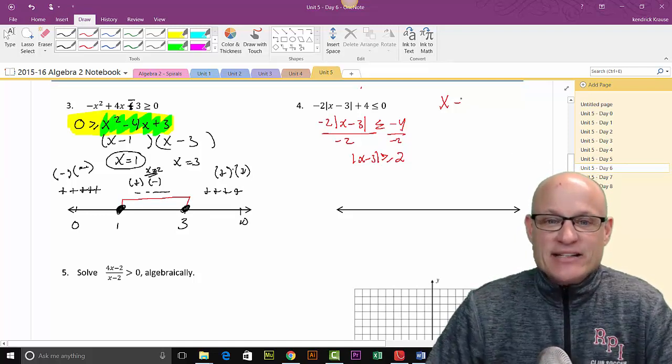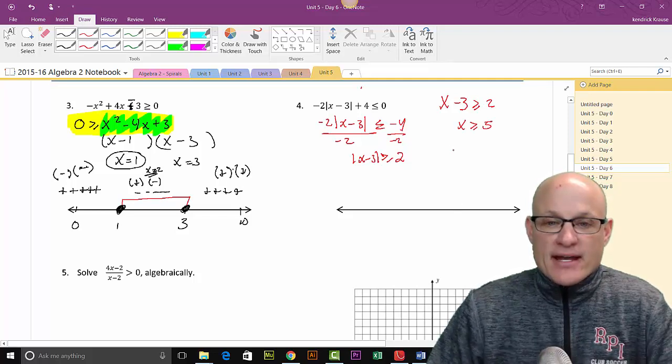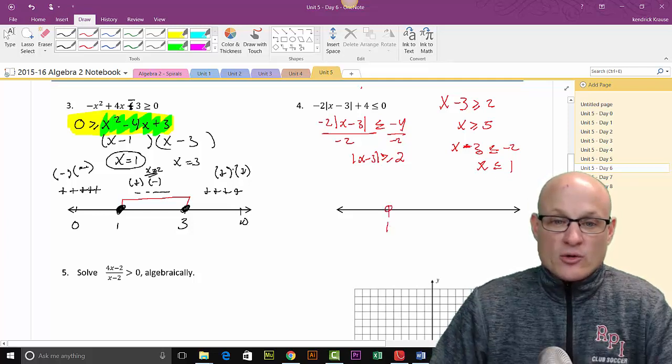Yay! Day 6. X minus 3 is greater than or equal to 2. And if I finish this, it gives me x is greater than or equal to 5. And then I don't know if I'm going to connect the dots or not, so I got to keep going. So then I get x minus 3 is less than or equal to negative 2. So I add 3 and I get x is less than or equal to positive 1. So there's 1, closed circle. There's 5, closed circle.